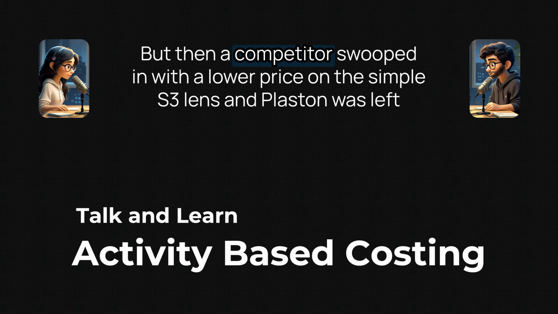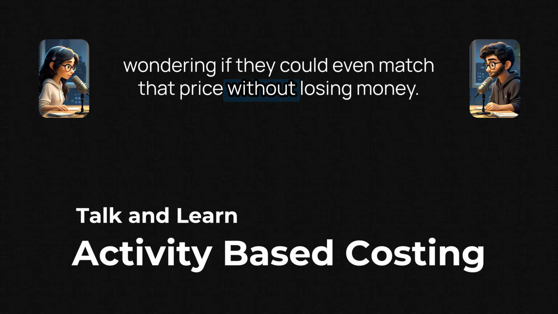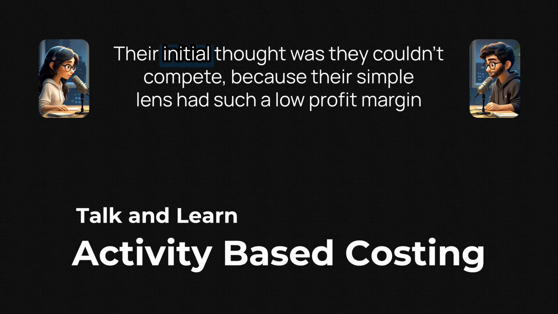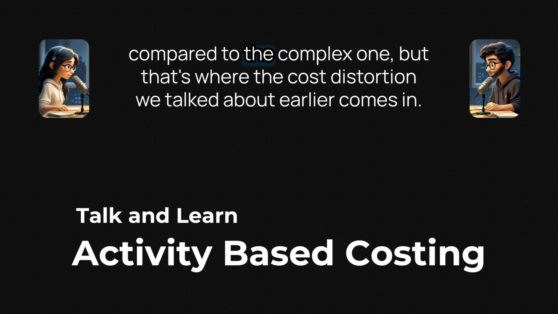But then a competitor swooped in with a lower price on the simple S3 lens, and Plaston was left wondering if they could even match that price without losing money. Oh, wow. Their initial thought was they couldn't compete, right? Because their simple lens had such a low profit margin compared to the complex one.